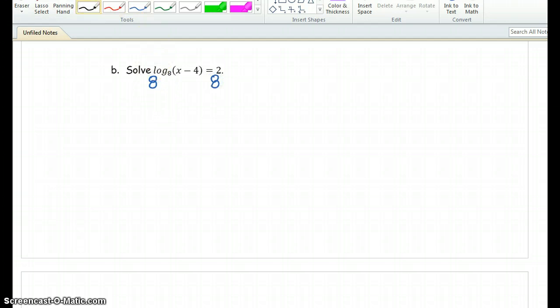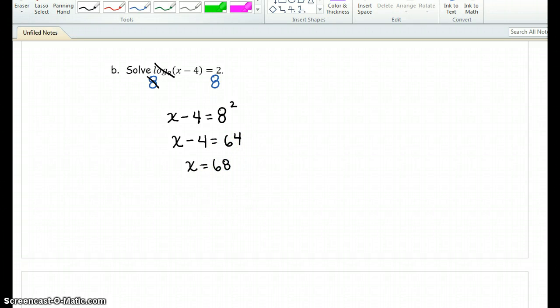And 8 and log base 8 cancel each other out, and we are left with x minus 4 equals, nothing cancels on the right side, but we are left with 8 squared, which happens to be 64. So we have x minus 4 equals 64. And x equals, when we add the 4 to the other side, it's 68. Now let's check to see if that works or not.